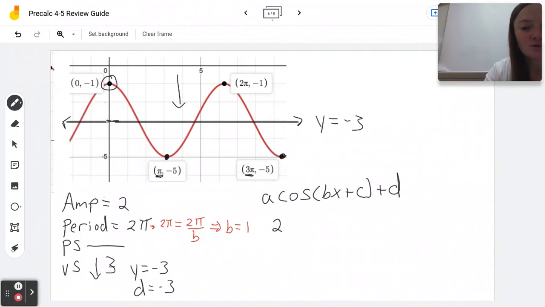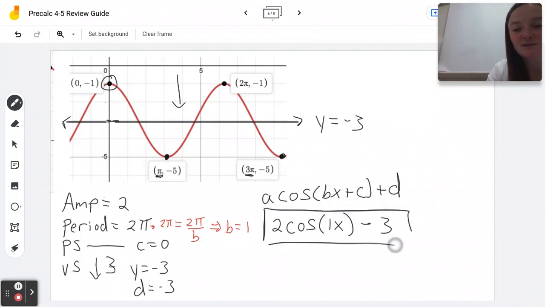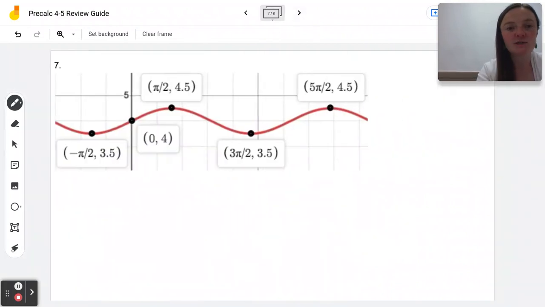A is 2, so 2 cosine of b, which is 1, x. We don't have a c value because there's no phase shift, so we can leave c alone, plus d, which is -3. So if you did a cosine graph, this is what you should get. All right, let's move on to our last couple questions.